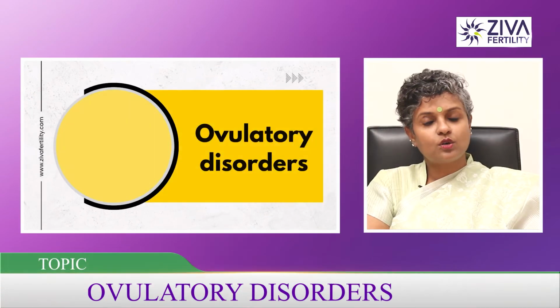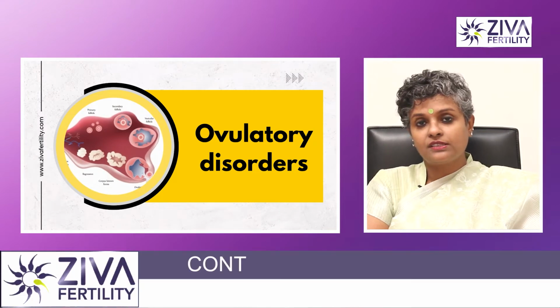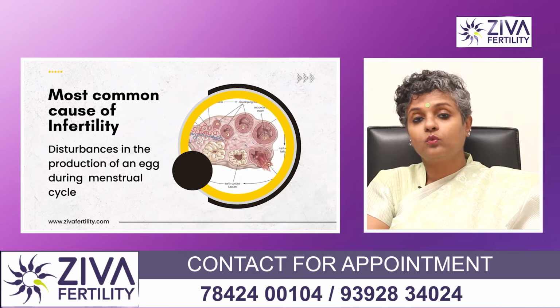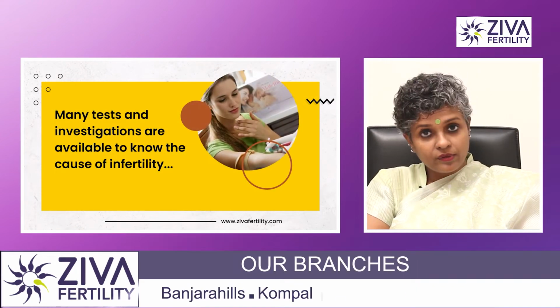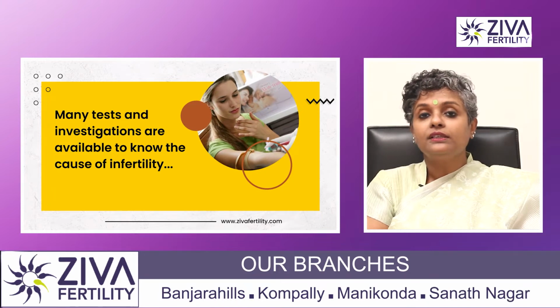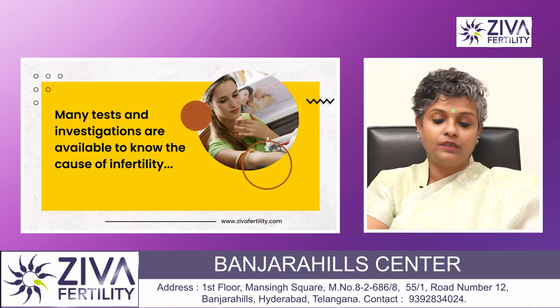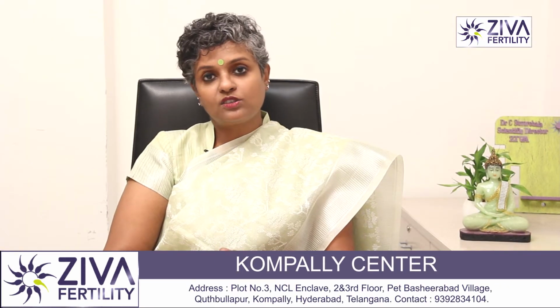Ovulatory disturbances, or problems associated with the release of eggs, are the most common cause of infertility. They have been explored, a lot of work has been done, and a number of tests and investigations are now available to come to a conclusion that this is the problem you are suffering from, which is causing infertility in the couple. A number of causes can be related to ovulatory disturbances. Let us talk about a few.